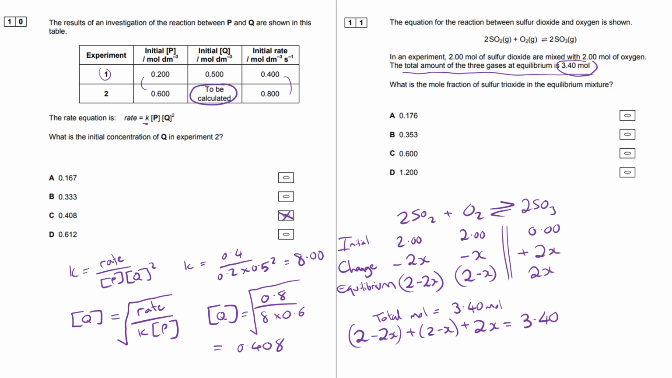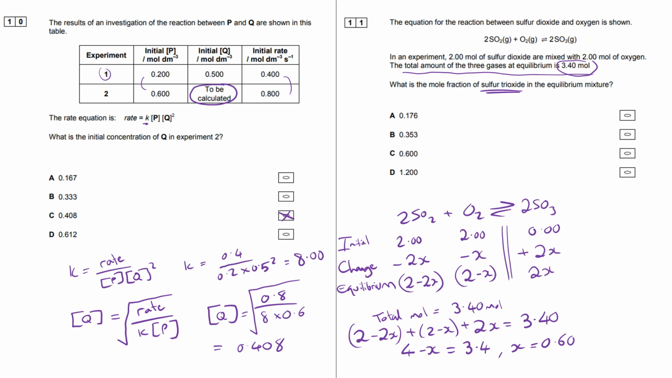We're being asked to work out the mole fraction of sulfur trioxide. So expand the brackets and calculate the value of X. By expanding the brackets, that's going to give us 4 minus X is 3.4. So minus X equals minus 0.6, or X equals 0.60.